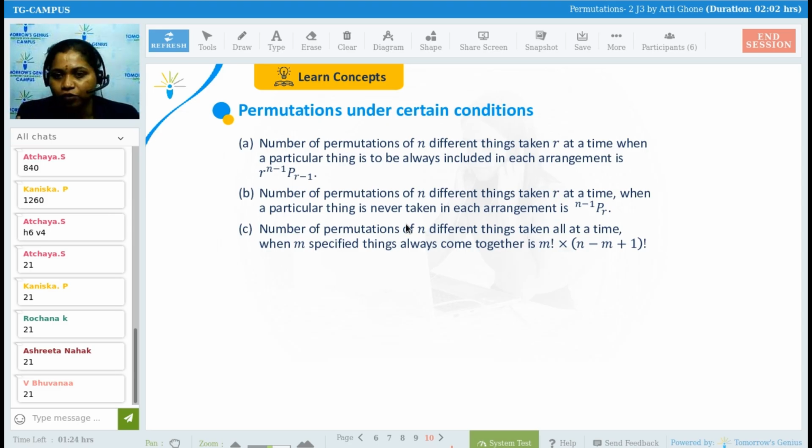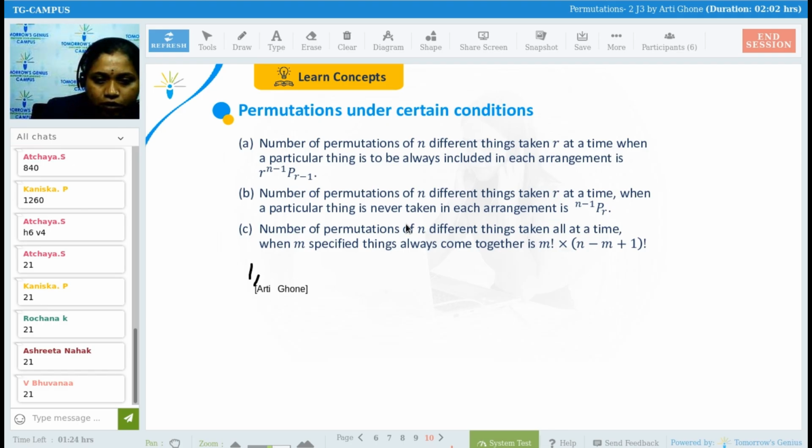But the one who wants to crack the JEE has to remember a number of shortcuts to reduce time. Obviously, these shortcuts are produced by the initial formulas only. So let's understand these scenarios. What are these permutations under certain cases? This was included in the last lecture also. Number of permutations of n different things taken r at a time, when a particular thing is always included in the arrangement, the direct answer comes as r times (n-1)P(r-1).